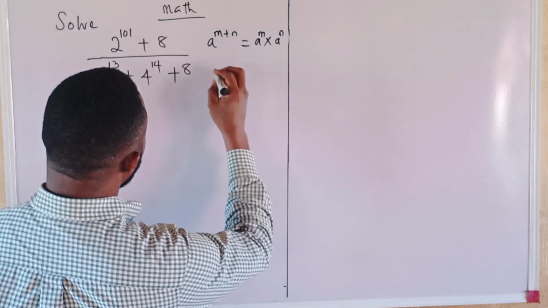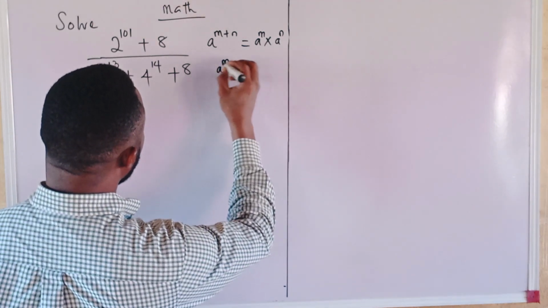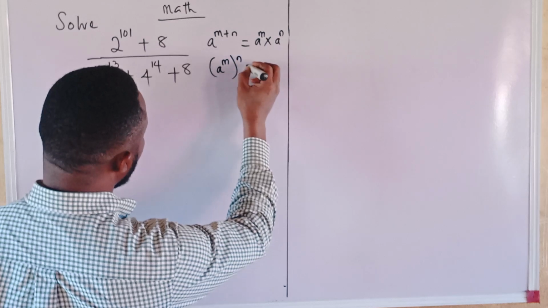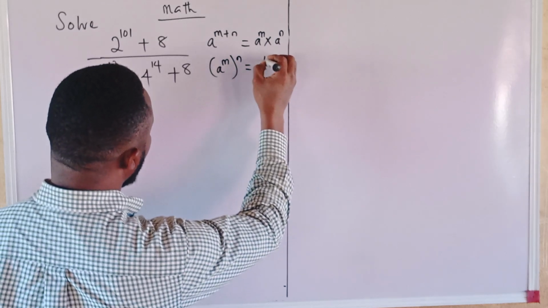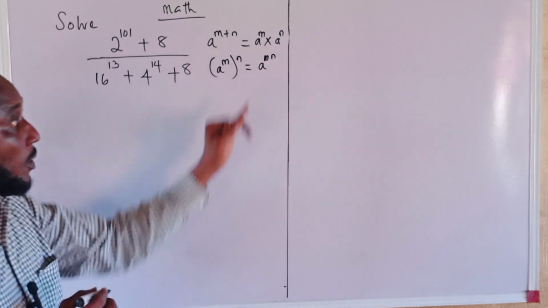Then we also know that if I have a to the m, then all to the n, this is the same thing as a to the mn. So this is the power rule.